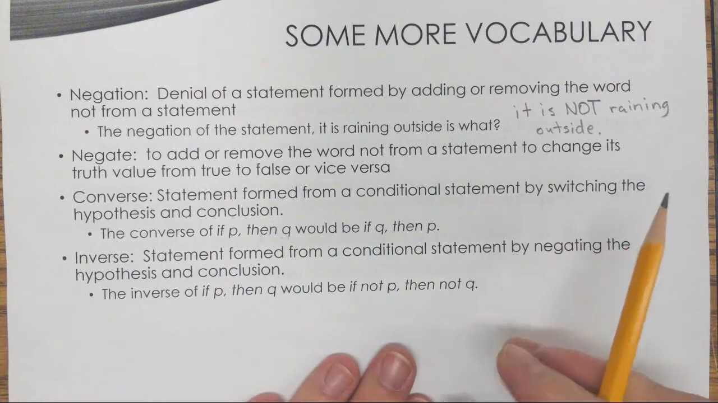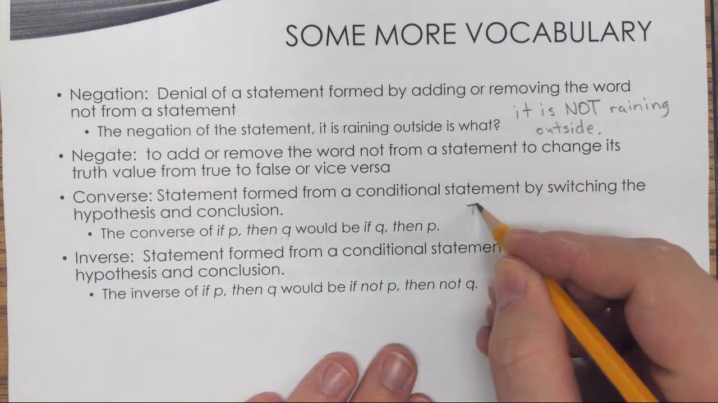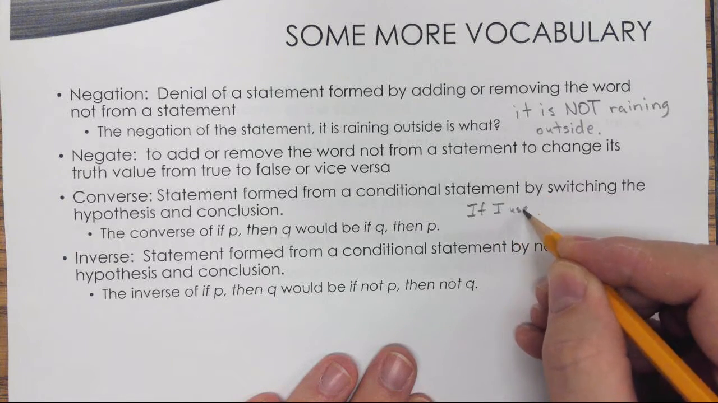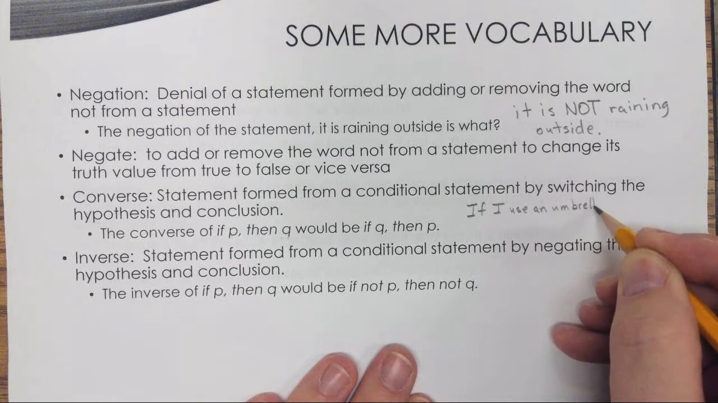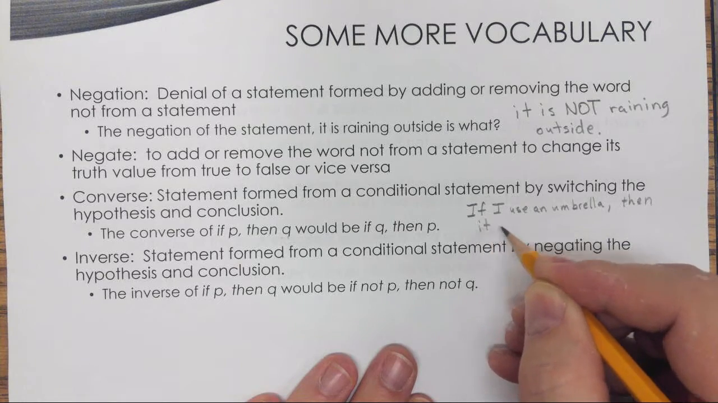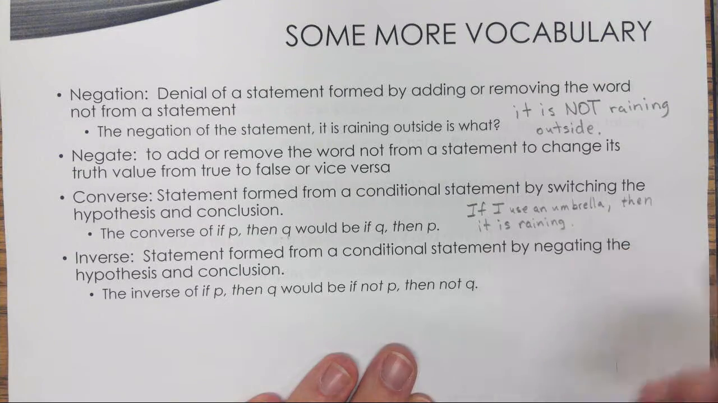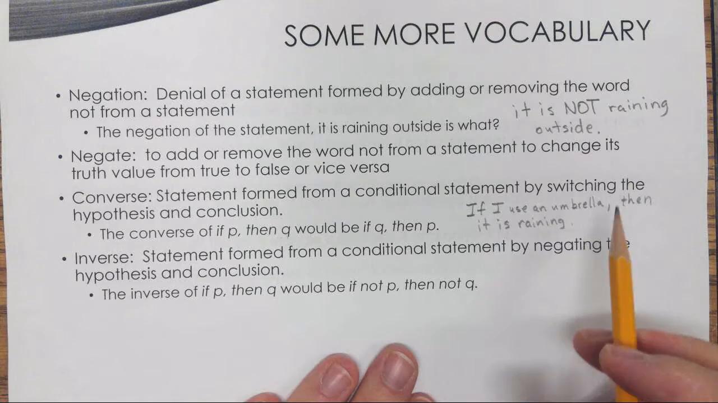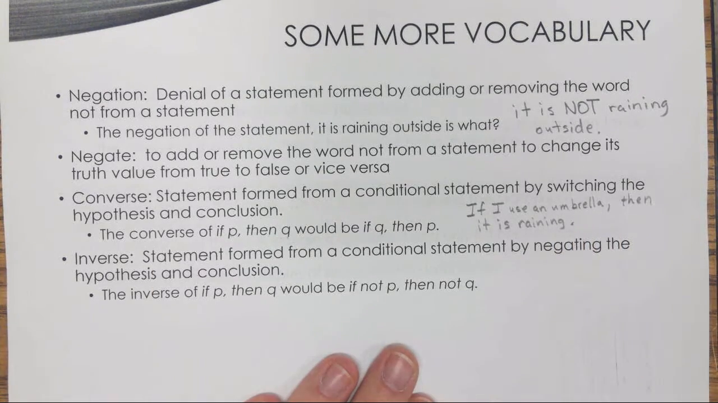So thinking back to what I just said, if it rains outside, then I'll use an umbrella. The converse of that is if I use an umbrella, then it is raining. Okay? So I just took if it is raining, then I use an umbrella and flipped it around. That's all the converse is.